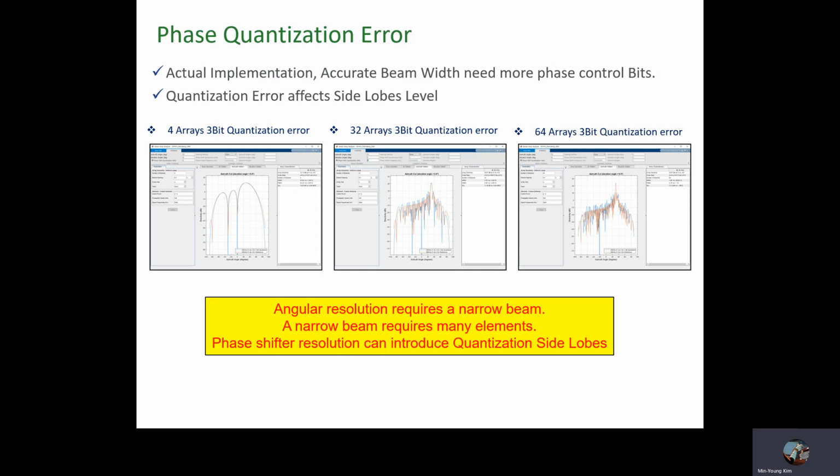Angular resolution requires a narrow beam. A narrow beam requires many elements. In actual implementation, an accurate beam width needs more phase control bits. Not enough phase control bits make quantization error, which affects the side lobe level.